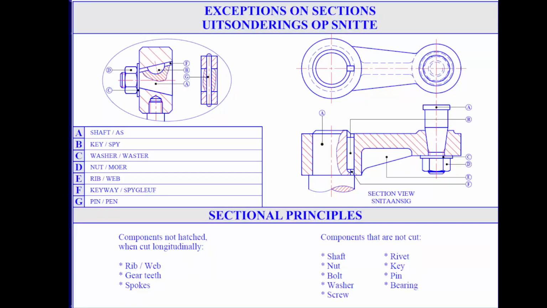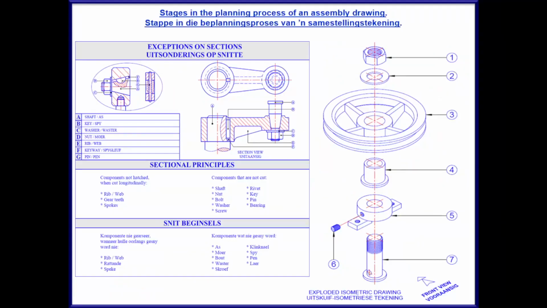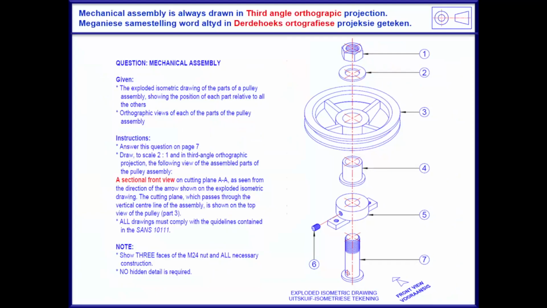When we look in the direction of the arrow to see the front view of the nut, we can clearly see the 3 faces of the nut, but sometimes they can rotate the nut so that only 2 faces are shown. Make sure that you do not necessarily draw it as it's shown in the exploded isometric, but that we look at what the instructions in the notes say. So 3 faces of the M24 nut, and then also important, no hidden detail is required.